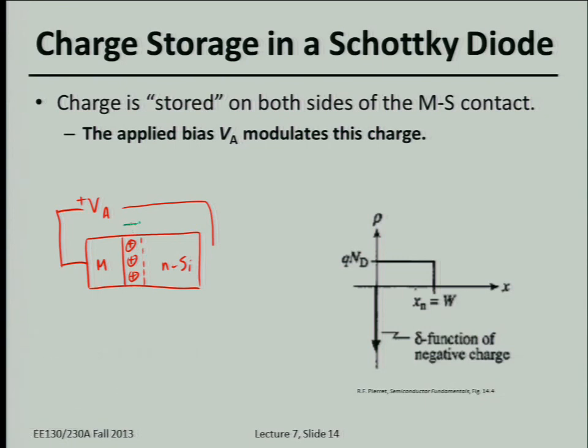Does that make sense? So the width of that depletion region, if you make small changes in the applied bias, you're essentially adding or subtracting charge at the edge of the depletion region. And so the separation between negative charge in the metal and positive charge that you're adding in the semiconductor is equal to the width of the depletion region. Okay? Does that make sense?